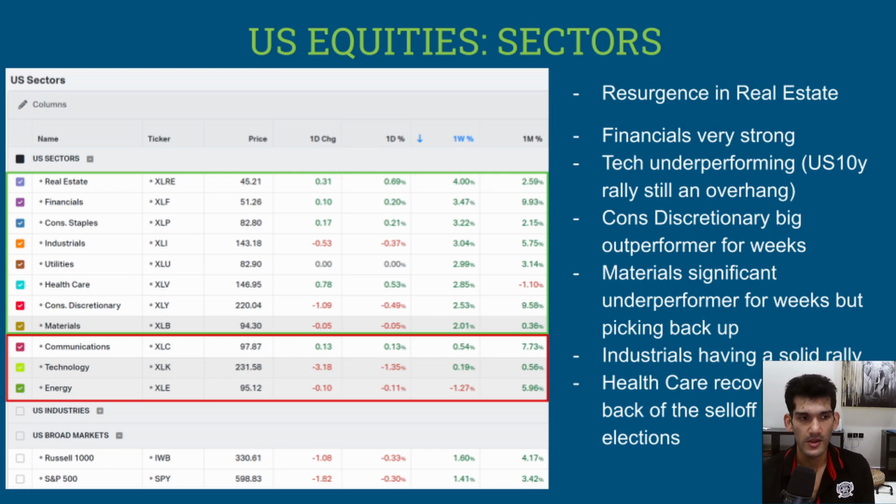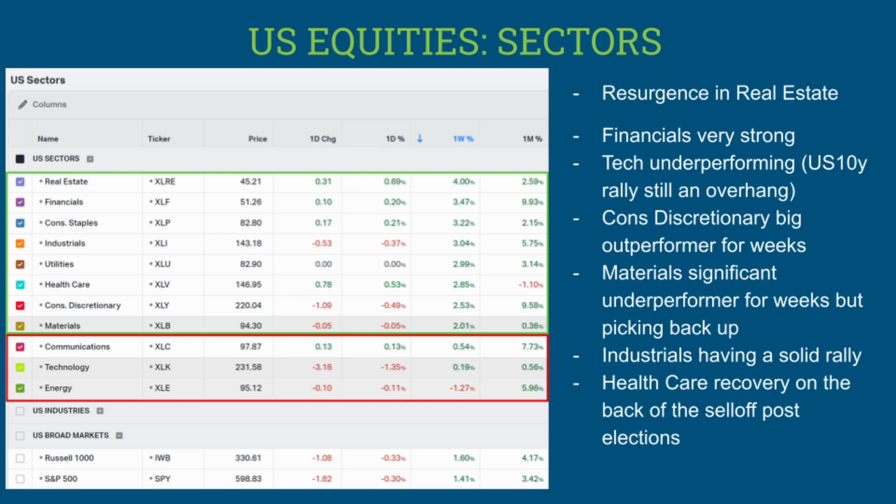So keep an eye on this for the next few weeks, because that's going to give us a lot of cues in terms of how capital is moving in between all these different sectors. Industrials have also had a solid rally, so that's something that's quite positive. And I think it ties in with the whole manufacturing reshoring theme that's going to get much stronger now under Trump. We've also seen healthcare stocks recover on the back of the sell-off that happened right after the elections.